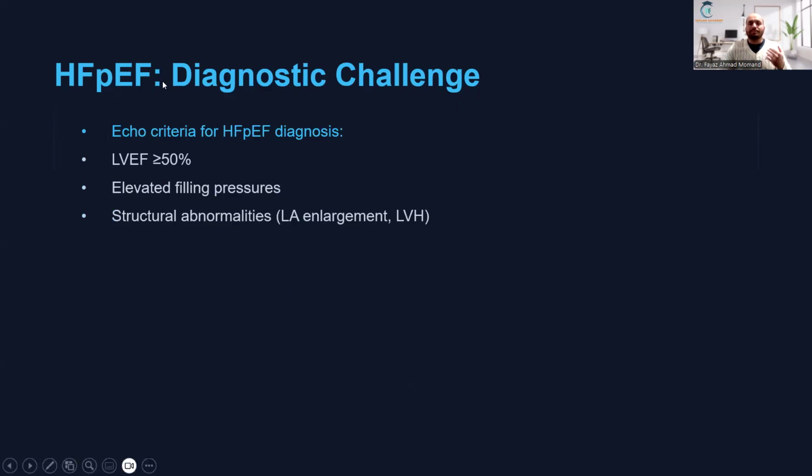Now, we have some criteria for heart failure diagnosis. Heart failure with preserved ejection fraction is diagnosed if left ventricular function is more than 50%, there are high filling pressures of the ventricles, and if it identifies any structural abnormalities like enlargement of the left atrium or left ventricular hypertrophy.